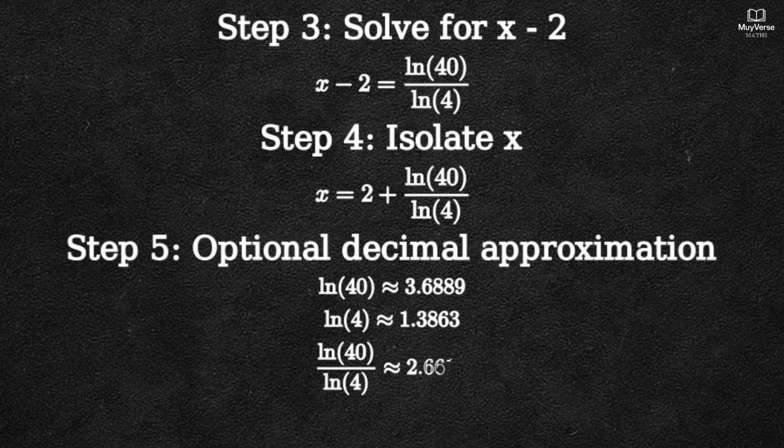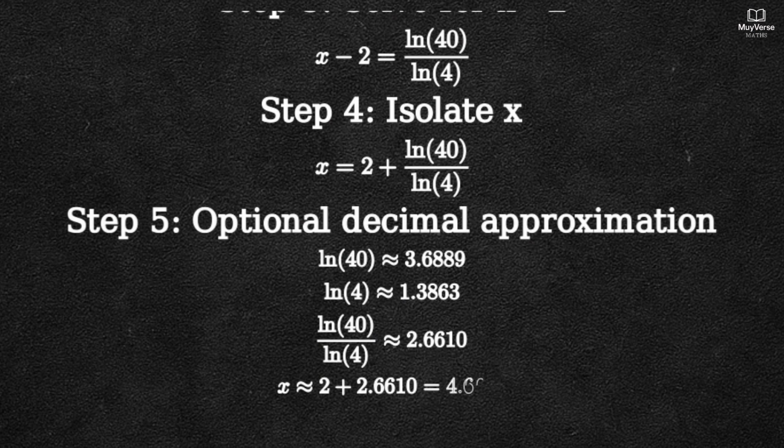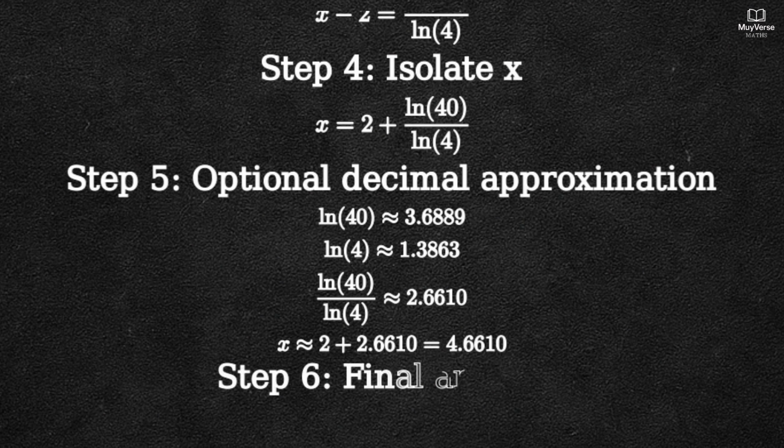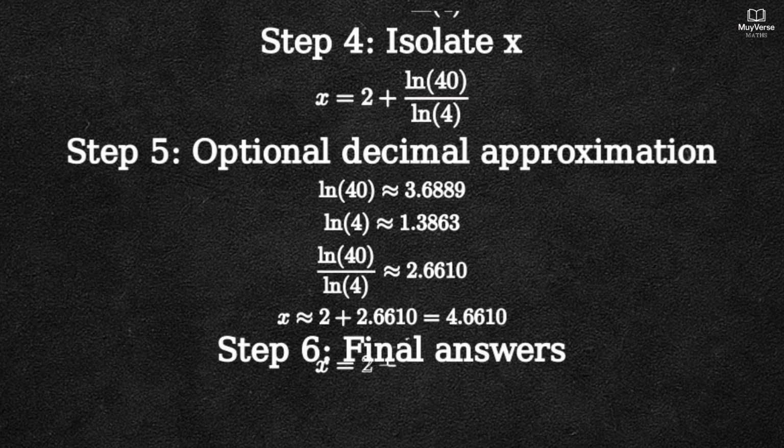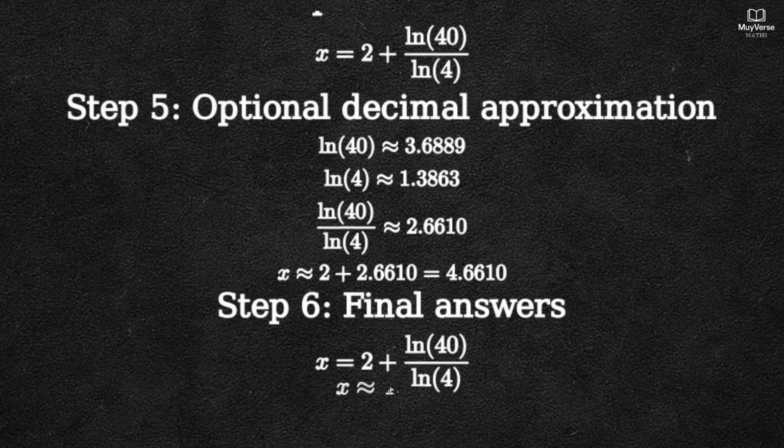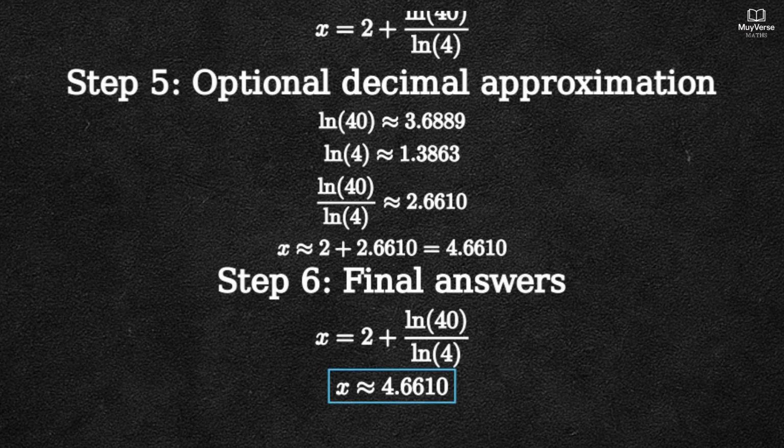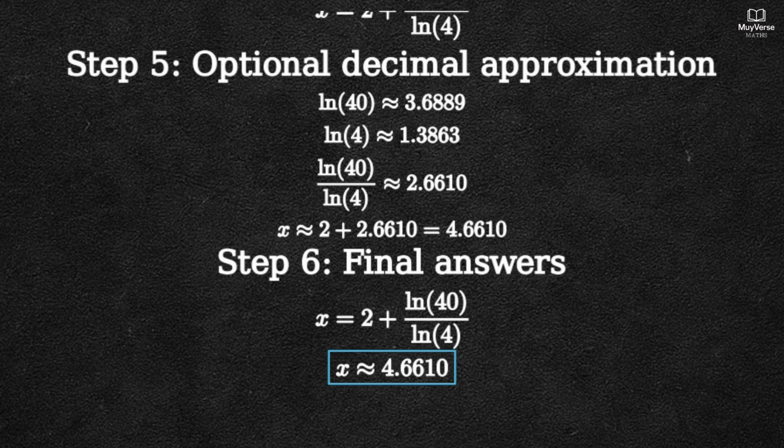Problem B. 4 to the power x plus 4 to the power x equals 16. Step 1. Combine like terms on the left. 2 copies of 4 to the x makes 2 times 4 to the x. Step 2. Isolate 4 to the x by dividing both sides by 2.